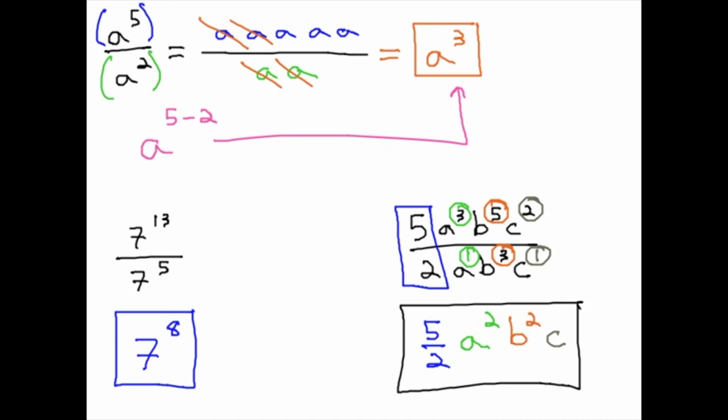This is the quotient rule of exponents. If we've got the same base being divided, we simply have to subtract the exponents.